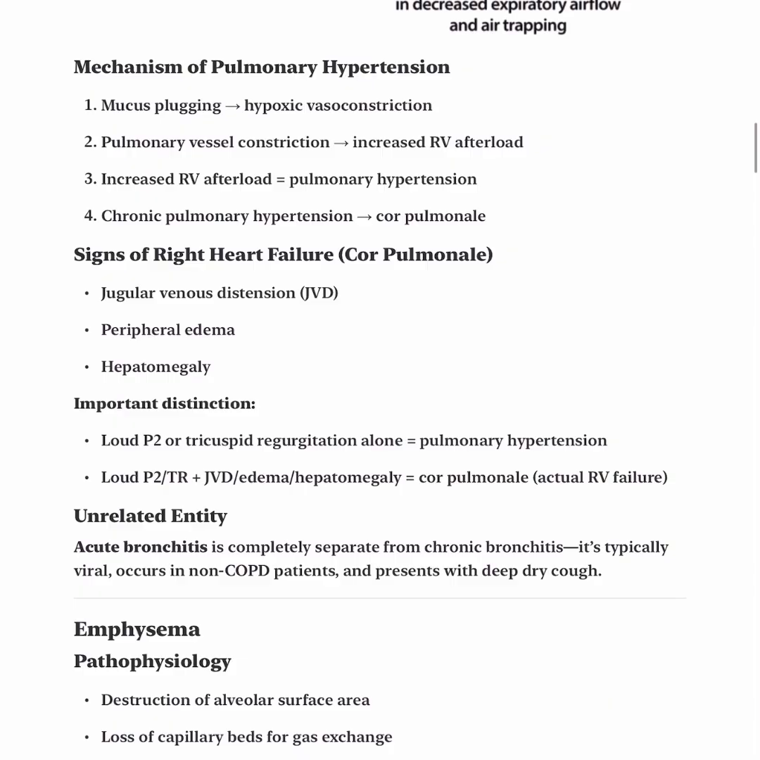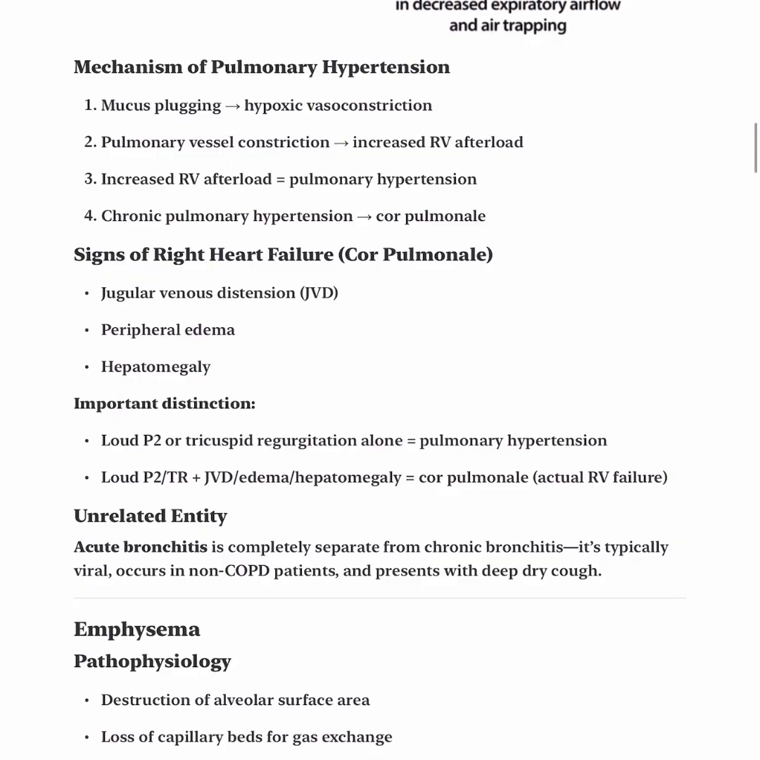When I say cor pulmonale, what I want you thinking about is jugular venous distension, peripheral edema, and hepatomegaly. The important distinction that you need to remember is that a loud P2 or a tricuspid regurg alone equals pulmonary hypertension. But a loud P2 / tricuspid regurg plus JVD / edema / hepatomegaly, this is cor pulmonale. This is actual right ventricular failure.